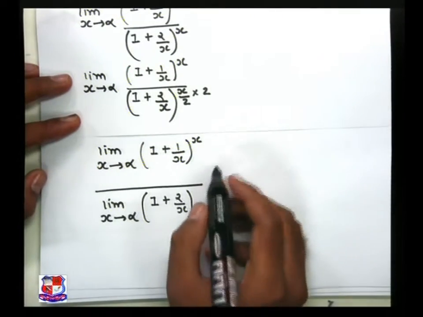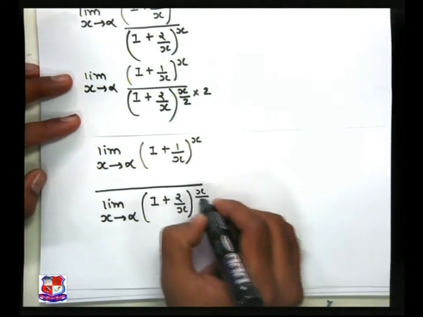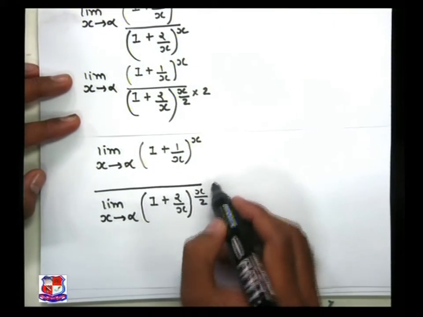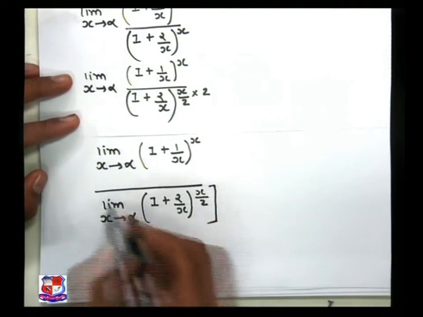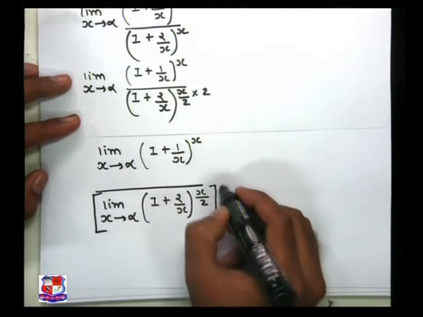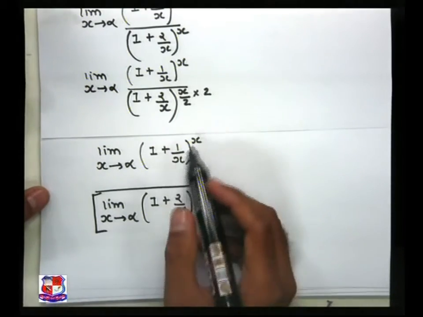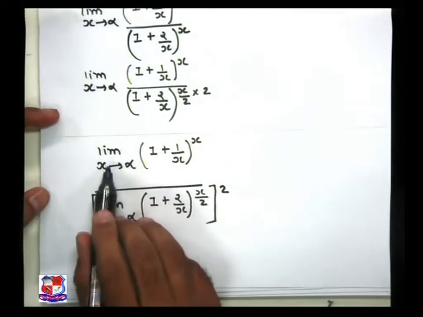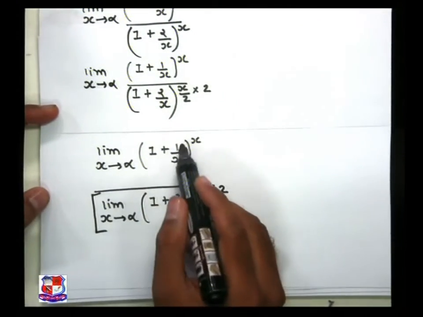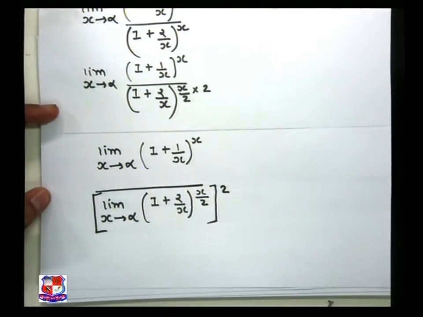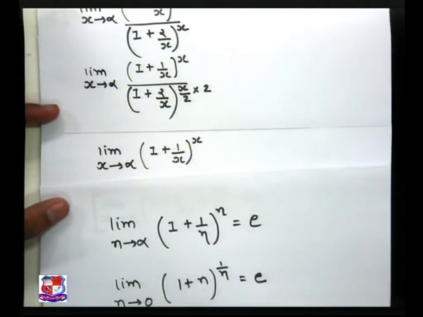Adjust the power, that is x by 2, it becomes 4e, and the remaining power, that is nothing but 2. So in this way we can simplify our sum. Here limit x tends to infinity, (1 + 1/x). Before applying the limit, just compare.